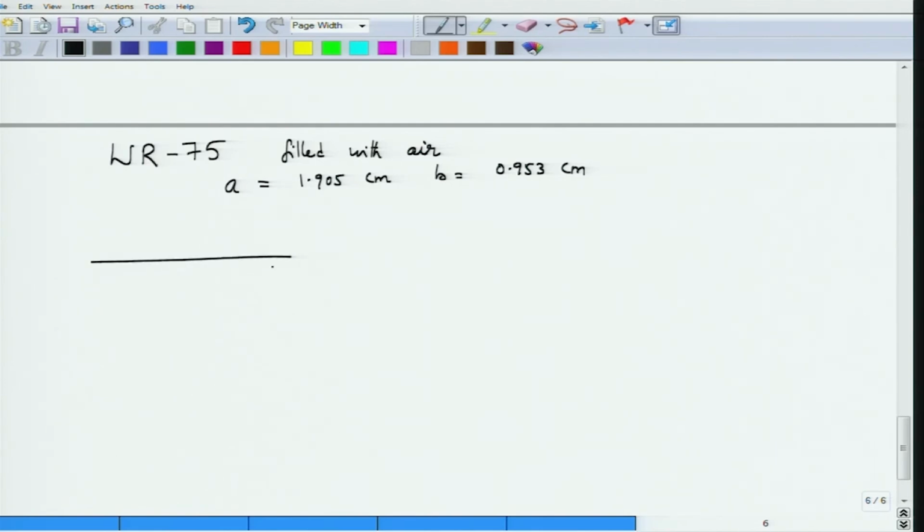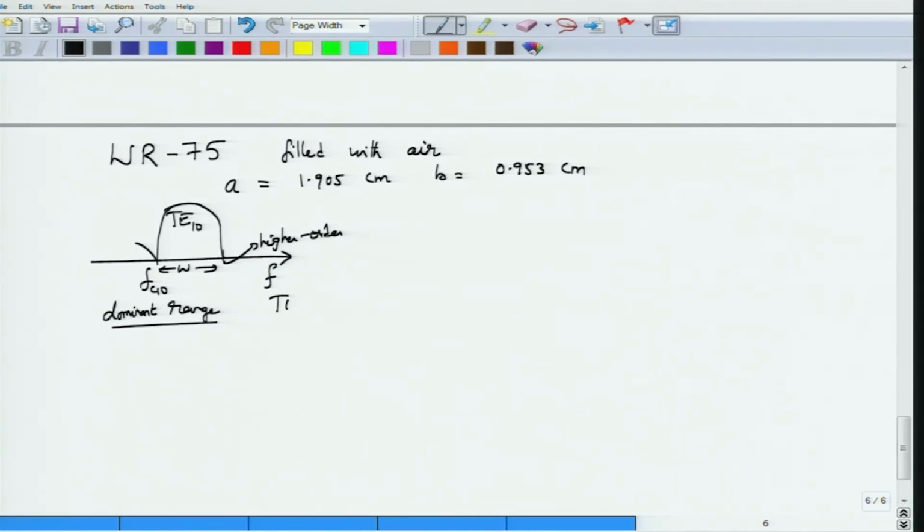That is, if you assume f is increasing, at some point you will reach the cutoff frequency for TE10. Here you will start having propagation, and after a certain point you will start to have higher order modes, okay. So the range or the bandwidth over which there is only one particular mode, that is, you will have only the TE10 mode, is called the dominant mode range or dominant range. Dominant range is the one in which only TE10 exists, all other modes are absent, okay.